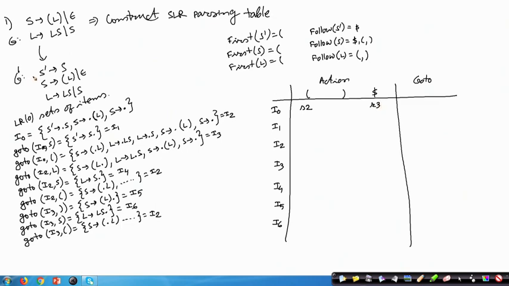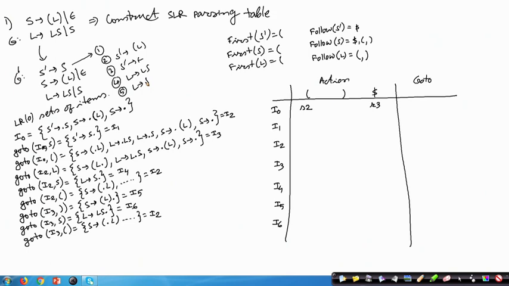So, this is our rule number 1, then rule number 2 is S' producing (L), rule number 3 is S' producing epsilon, rule number 4 is L producing LS, and rule number 5 is L producing S. So, always we will follow this convention.